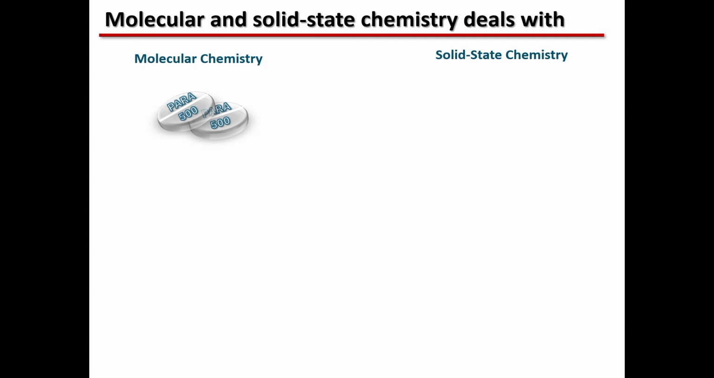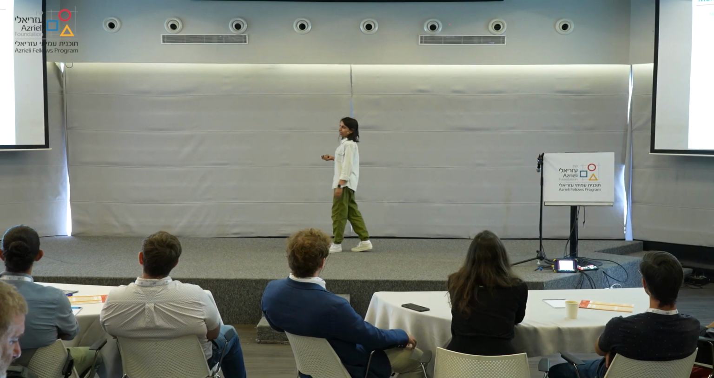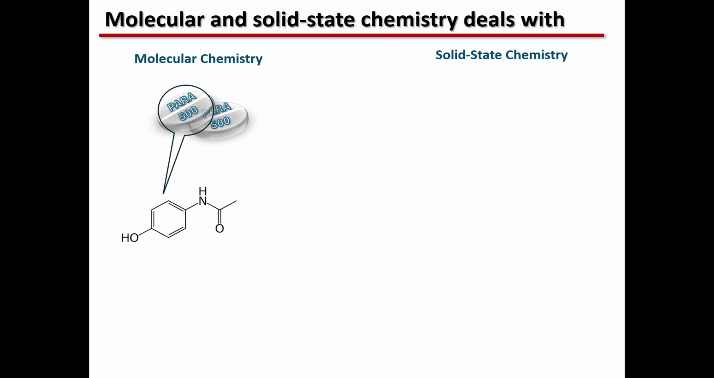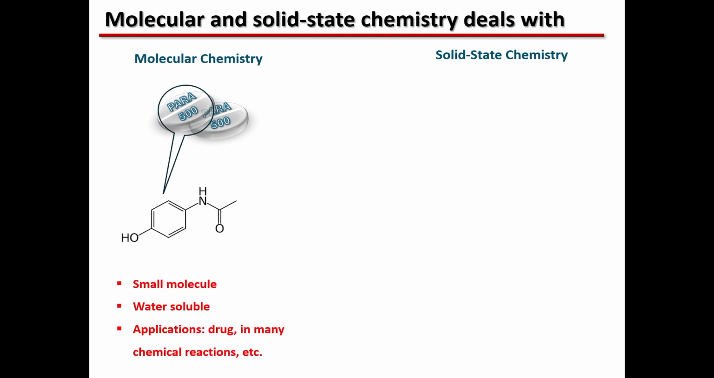So, I will start with a simple example of what comes under the category of molecular chemistry. Here we can see a paracetamol tablet. But from a chemist's perspective, it is a discrete molecule that is water soluble, and if we talk about its applications, it is used as a drug, and in many chemical reactions, it is used as a reactant. Now let's move to solid state chemistry.